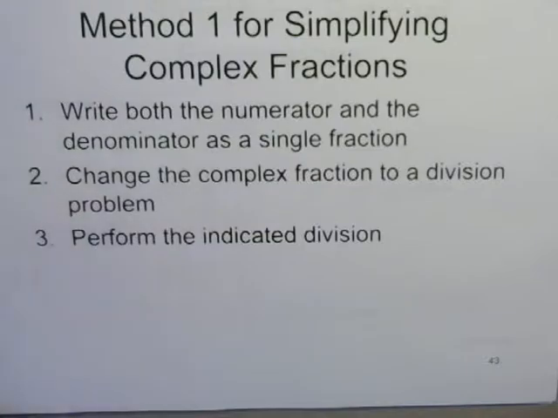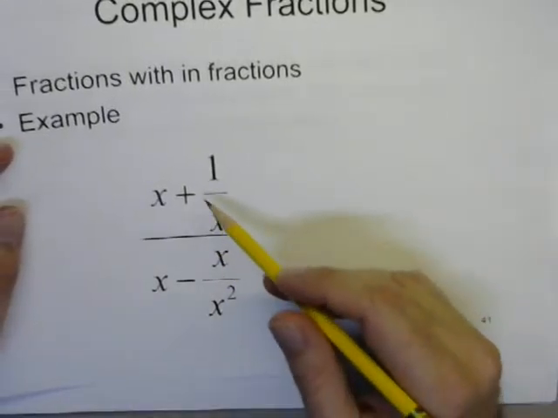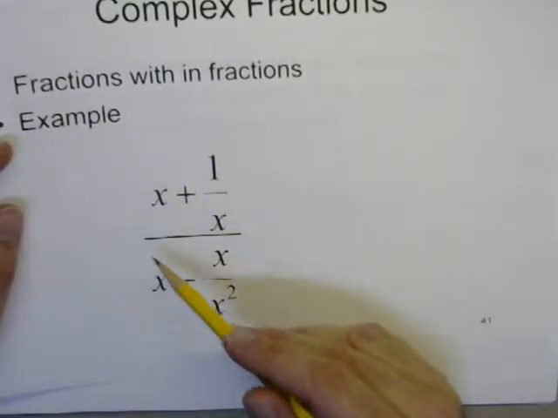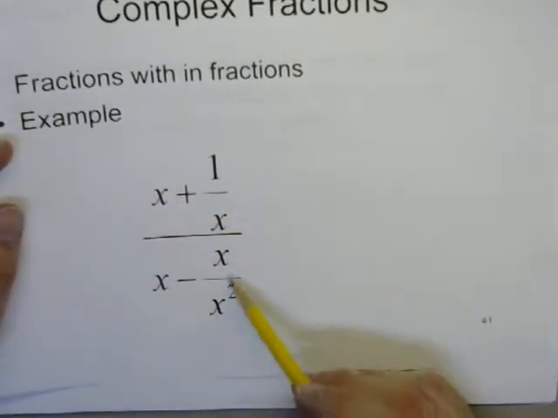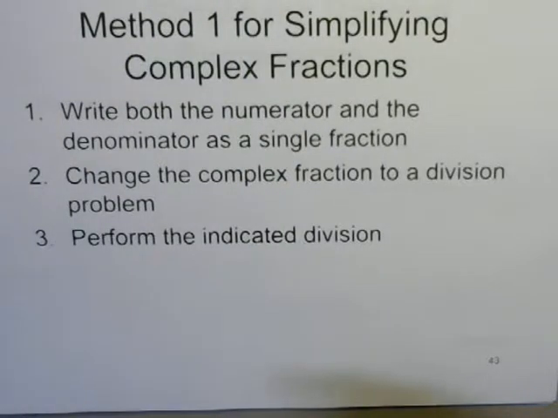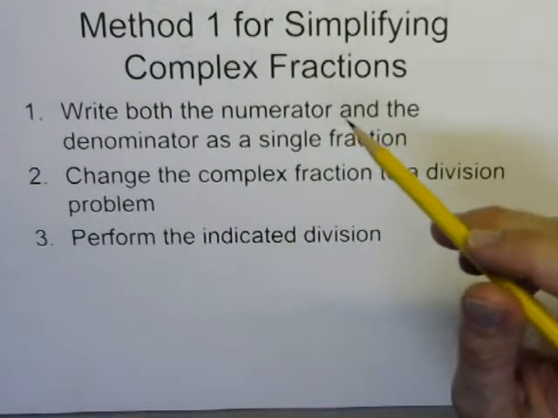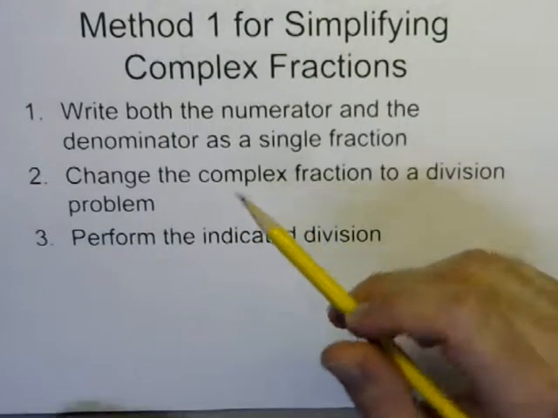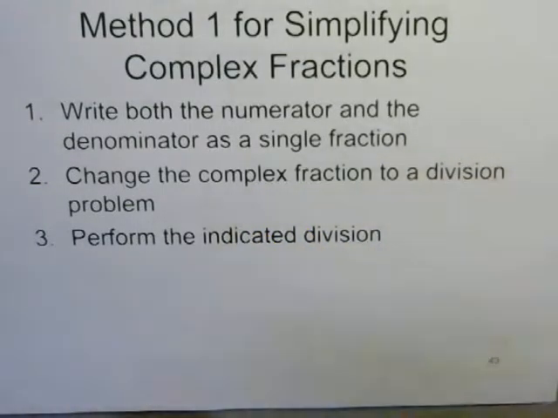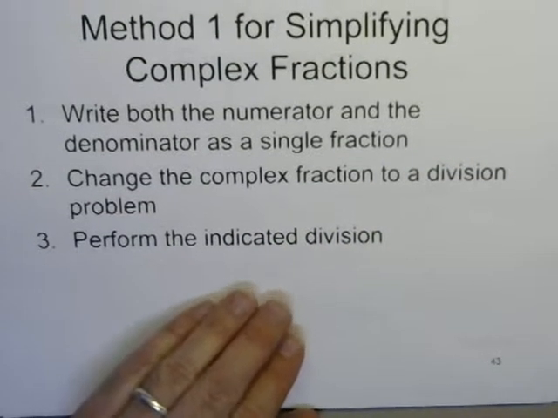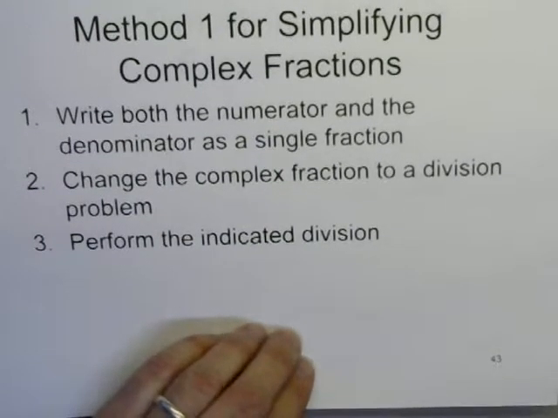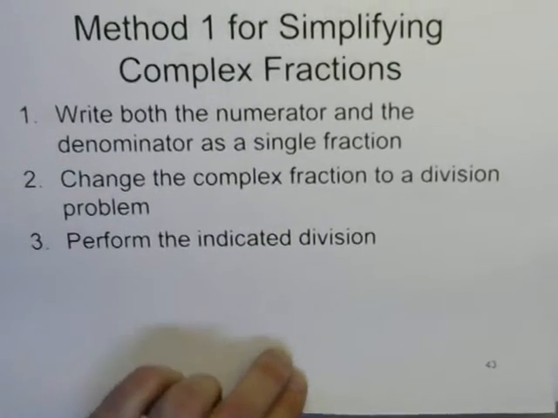So for method 1, as I indicated earlier, you write both the numerator and denominator as a single fraction. Going back to that example we were just looking at, you write this as a single fraction by adding, and then write this as a single fraction by subtracting. So you simplify the numerator and denominator, and then you flip the bottom fraction over and multiply, right? Because you're dividing a fraction by a fraction. So you'd want to flip it over and then multiply. And then make sure that you reduce your answer to lowest form.